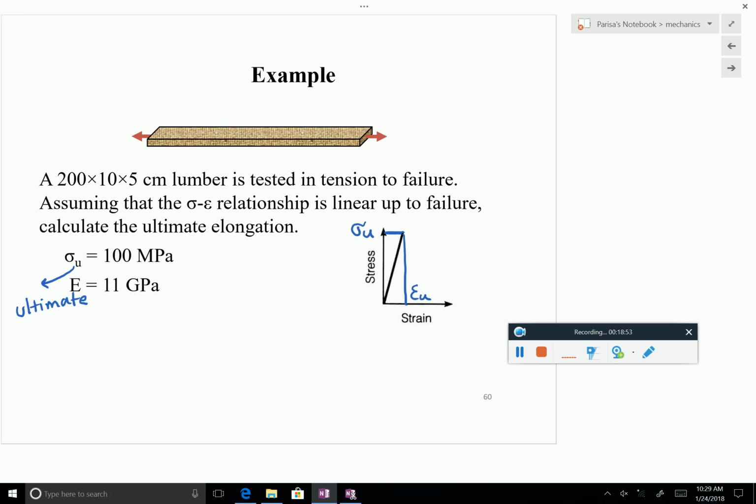I need to see some correct answers. So just calculate the strain first. I know it's early in the morning.